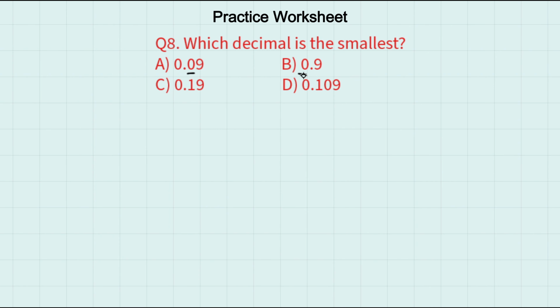In this question, since we need the smallest number, we will check the digit just after the decimal, which is at the 10th place, since all the digits before the decimal are 0. The digit which is the least at the 10th place is the smallest number. So in A it is 0, in B it's 9, and C and D are 1 and 1. So 0 is the smallest, therefore A is your answer.